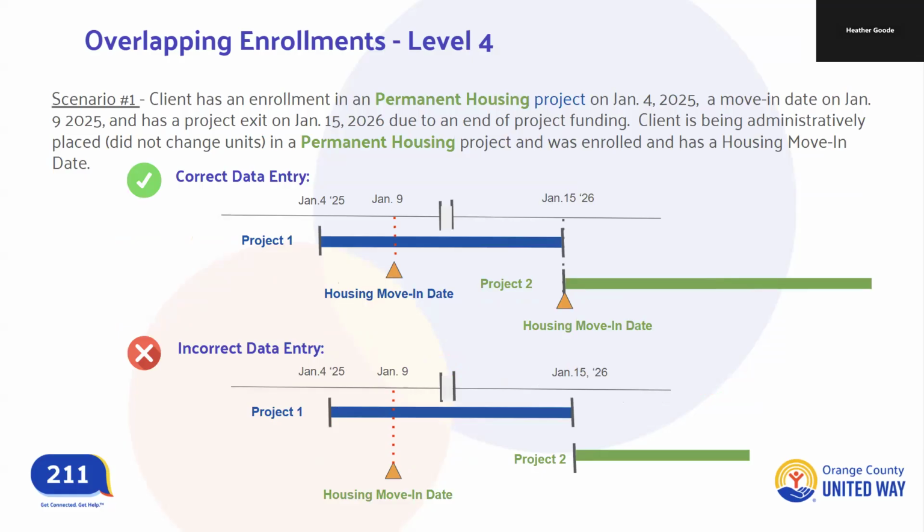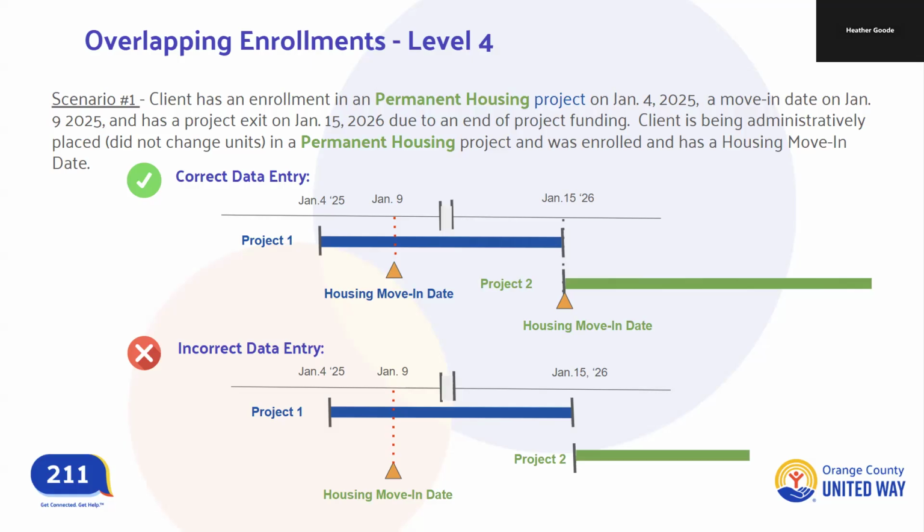So on to a scenario. This involves a client who has an enrollment in a permanent housing project on January 4th, 2025, and a move-in date on January 9th, 2025. And then has a project exit on January 15th, 2026 due to an end of project funding. So the client is being administratively placed. They didn't change units, but in HMIS, they are being moved to a different permanent housing project. And they were enrolled and they have a housing move-in date.